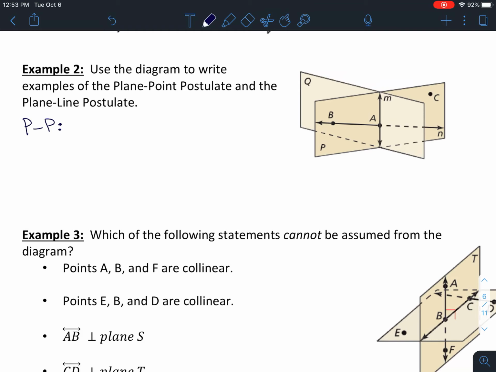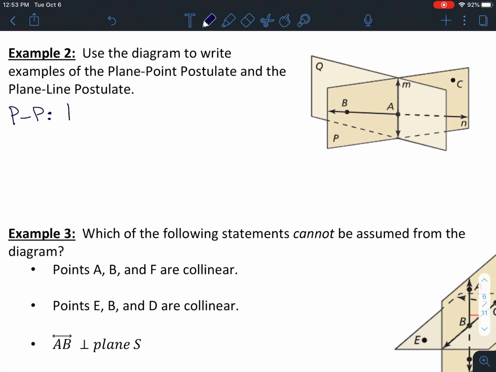So we have to use this to identify 3 non-collinear points. So that would be on this plane P here. We have A, B, and C. Points A, B, and C.